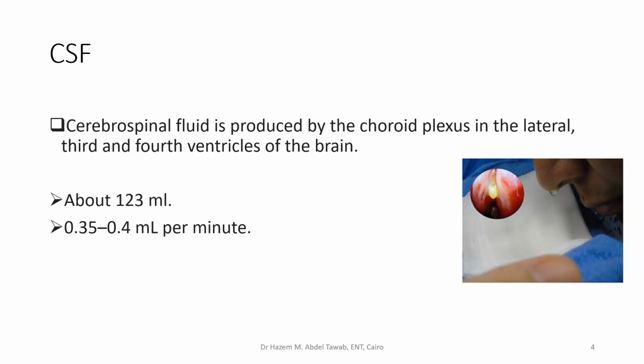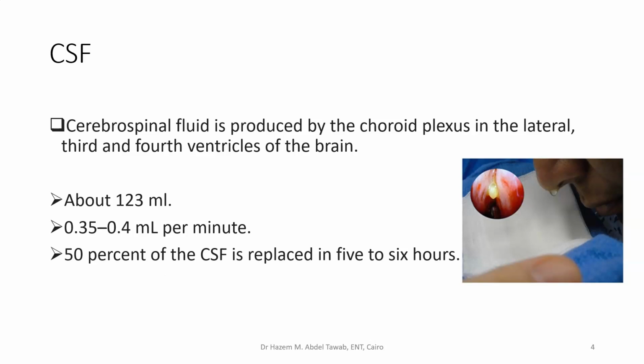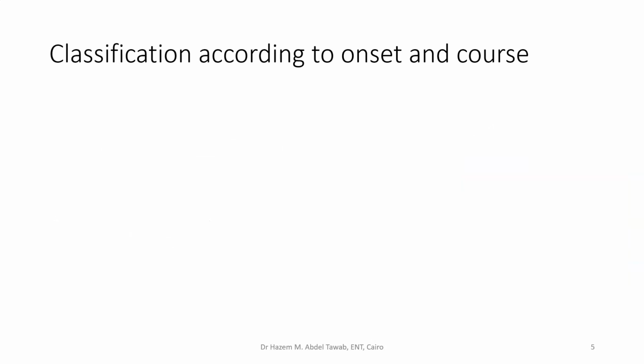So what is CSF? What is the cerebrospinal fluid? The cerebrospinal fluid is the fluid produced by the choroid plexus in the lateral, third and fourth ventricles of the brain. In total, it is about 123 milliliters, and it is formed at a rate of 0.35 to 0.4 milliliters per minute, which means that about 50% of the CSF is replaced in only 5 to 6 hours. So it's not the same content, but it is renewing every now and then. So this is the cerebrospinal fluid.